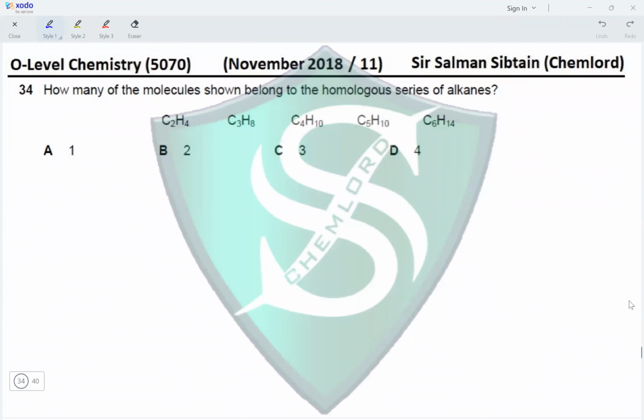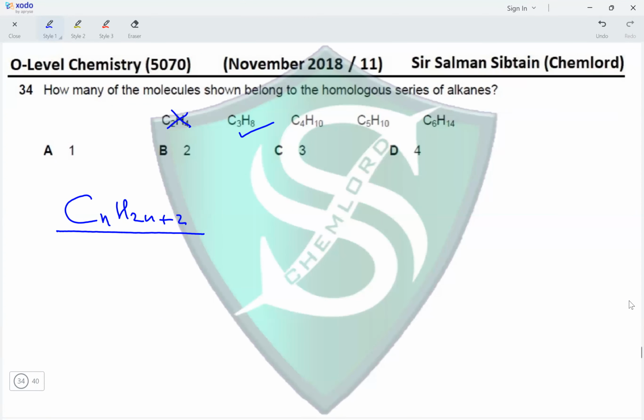Question 34. How many of the molecules shown belong to the homologous series of alkanes? Okay. Alkanes have the general formula CnH2n plus 2. So, very quickly, the number of hydrogen atoms should be greater than twice the number of carbon atoms. So, in compound 1, C2H4, 2 twos are 4, hydrogen is 4, so this is not an alkane. Next compound, C3H8. So 3 twos are 6. So 8 is greater than 6.